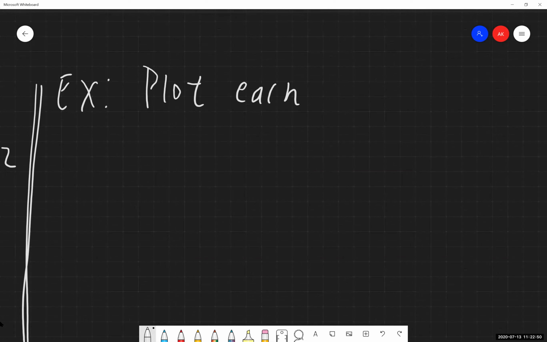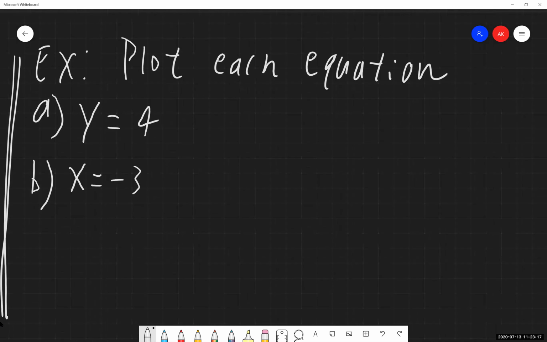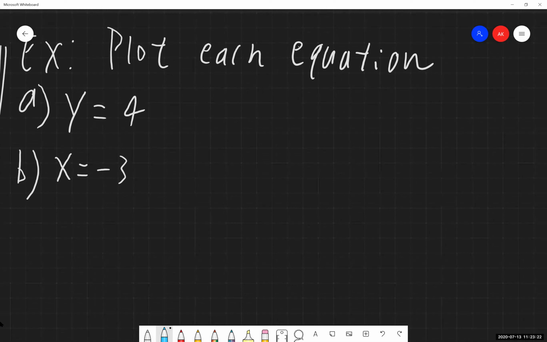Plot each equation, I should say. So our first equation is going to be y equals 4, because why not? And then for part B, we'll graph x equals -3. Okay. So this is a type of problem it could be. I'm told plot y equals 4 and plot x equals -3. Okay. So I'm going to plot both of these on a single set of axes. Again, I'm going to use blue for my first one. I'll use red for the second one here when we get to that.